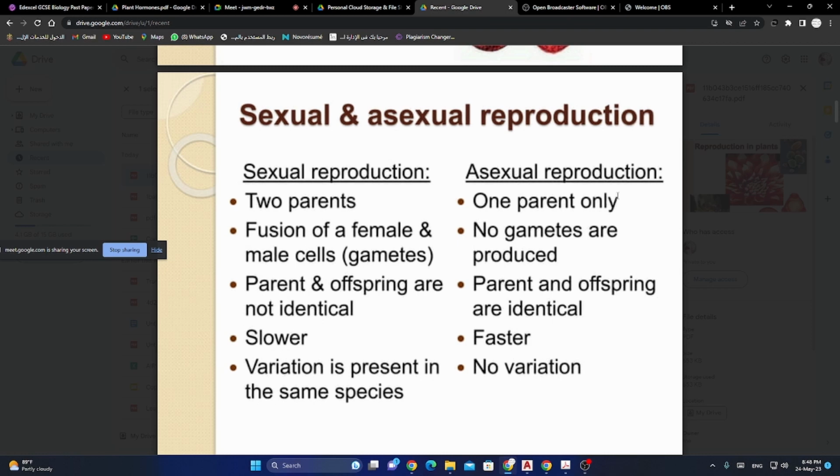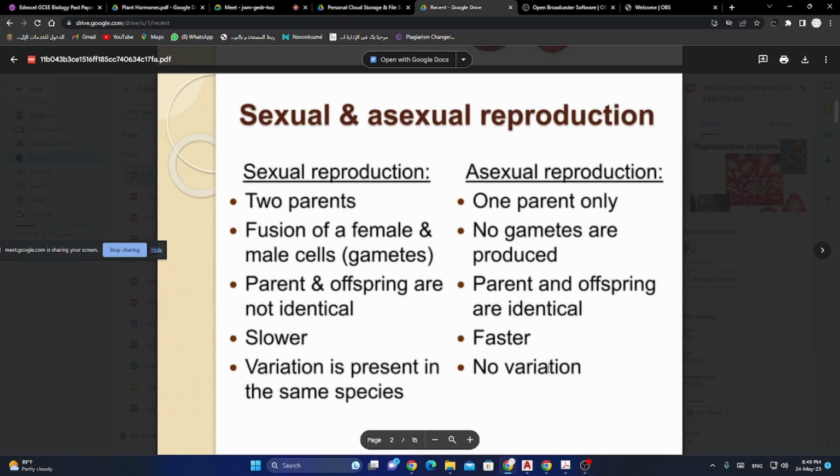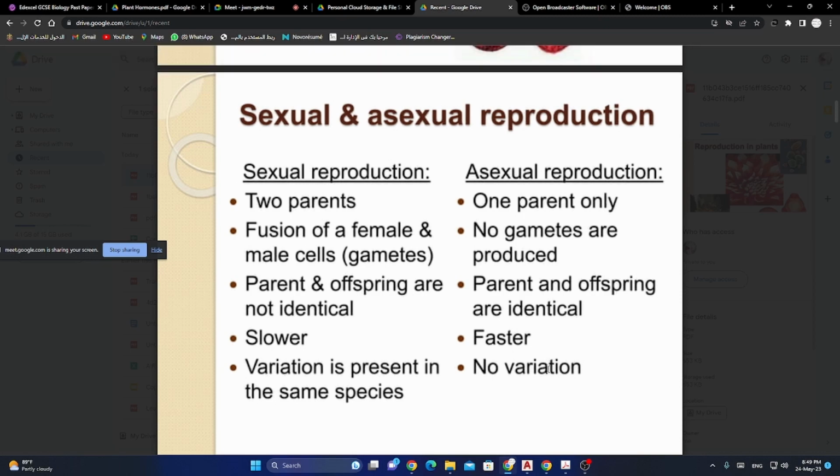So it only involves one parent. No gametes are produced or needed for that matter. Parent and offspring are identical to each other, and it's a lot faster than sexual reproduction because it doesn't need any gametes, it doesn't need any fusion of male and female cells, and it only needs one parent. But the downside to that is that there is no variation between that parent and the offspring.